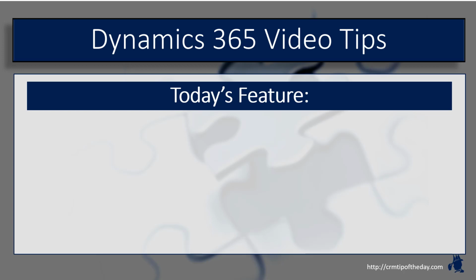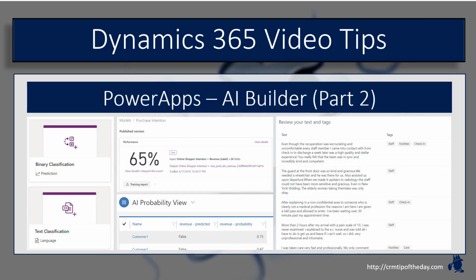So in our last video, we looked at AI Builder and we discussed kind of what it is and how it works. And we showed you a quick little overview on how you might build something like an object detection or a form processing model, and then showed you how to consume that inside a Canvas app.